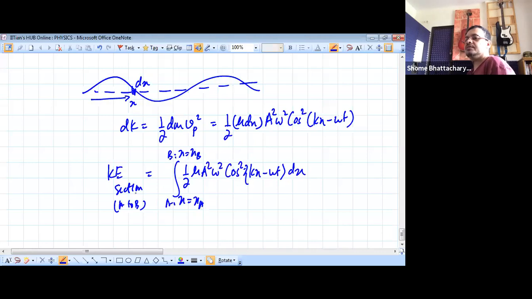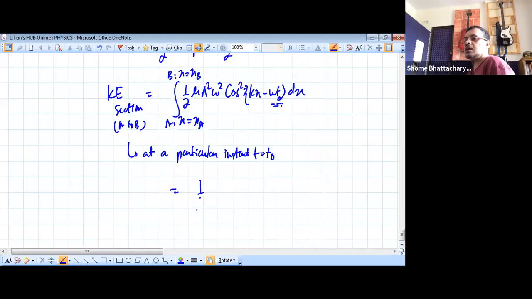Now in this you have to understand that we are looking at a particular instant. So at a particular instant, let's say t equal to t naught. So this becomes t naught, and this actually becomes a phase term. So basically you end up doing this integration. It is half mu omega square e square into the integration of cos square of (kx plus some phase) dx from xa to xb. Okay. So here you don't have to integrate.